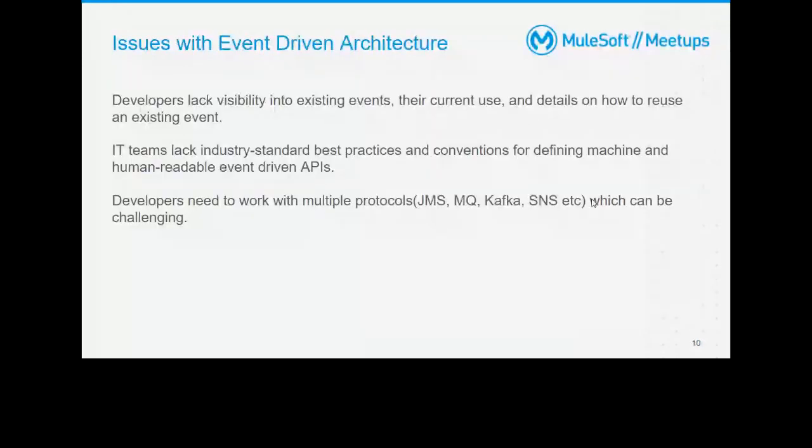And we'll discuss the issues with event-driven architecture as well. Developers lack visibility into existing events. If we are not following a proper event-driven architecture, then there will be a lack of visibility for developers, and they will not know how to reuse the existing events. And the IT team lacks industry standard best practices, because event-driven architecture can use the latest technologies for communicating events, so the IT team should be well equipped with the new industry standards. And developers need to work with multiple protocols, because this can be used with many protocols, so we have to be well versed with the protocol we decide to use, which can be challenging sometimes.